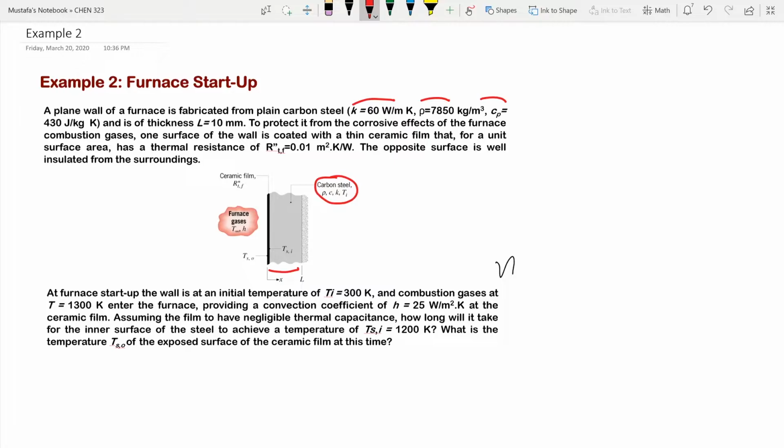So to protect it from the corrosive gases, we include a ceramic film here. So this ceramic film introduces a contact resistance. So we have a contact resistance situation in here. So initially the furnace is at 300 Kelvin, okay, and the gases are at 1300 Kelvin. So we know the convective heat transfer coefficient H is 25.